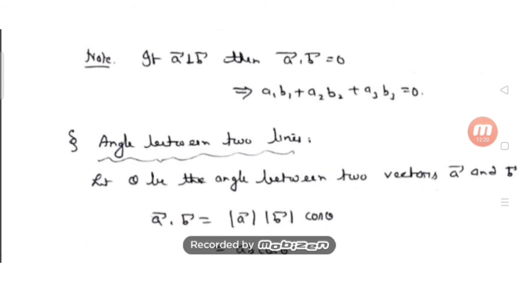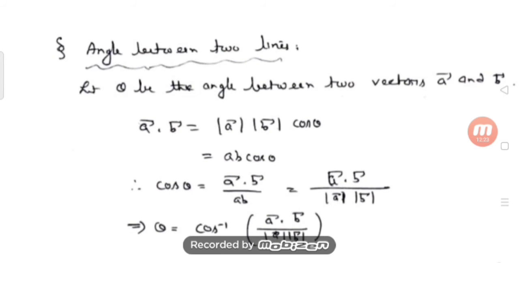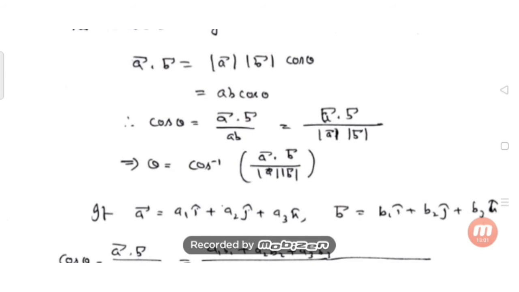Now here also we can get a formula for the angle between two vectors. If theta is the angle between two vectors a bar and b bar, then theta can be found out. You know, by the dot product definition, a bar dot b bar can be written as modulus a bar modulus b bar cos theta, which is equal to ab cos theta, is it not? So from here we can get the value of cos theta. I just bring ab to the denominator, so the result becomes a bar dot b bar by ab, or it may be written as a bar dot b bar by modulus a modulus b. So if cos theta is equal to this, then theta is equal to the inverse cos of a bar dot b bar by modulus a bar modulus b bar.